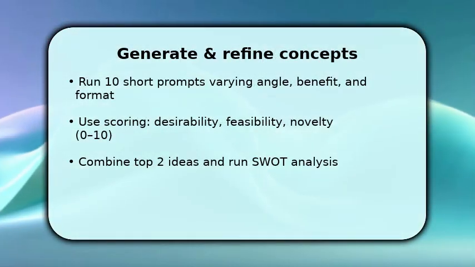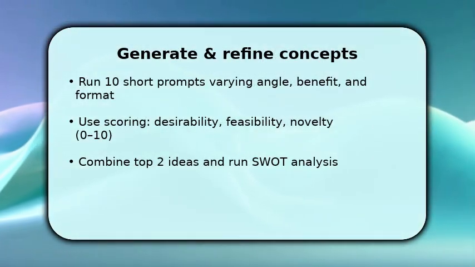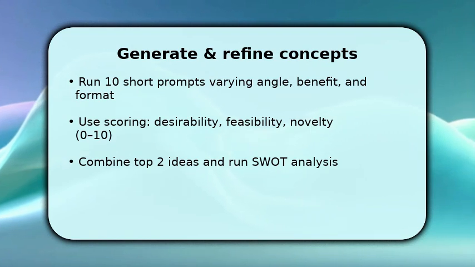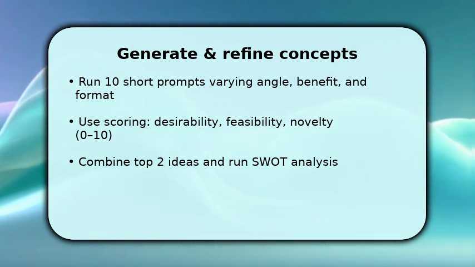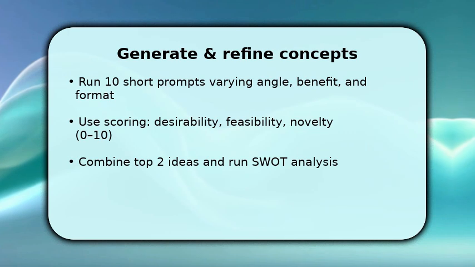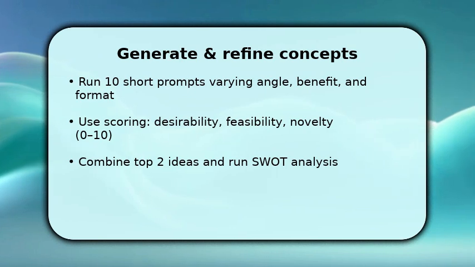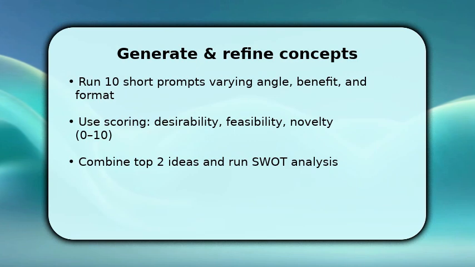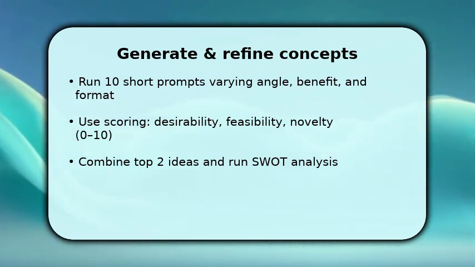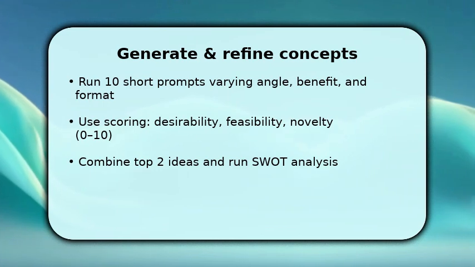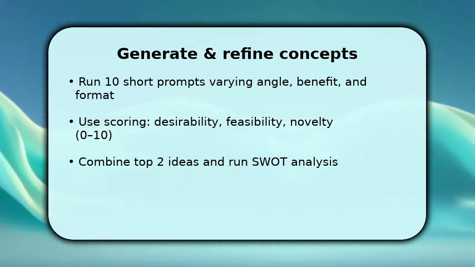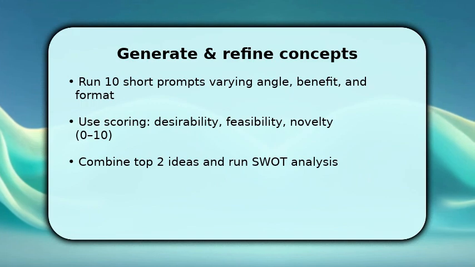You now generate. Craft 10 short prompts that vary the angle, primary benefit, and output format so you get diverse concepts. After each run, score ideas on desirability, feasibility, and novelty using 0 to 10. This creates an objective shortlist. Once you have top candidates, ask the AI to combine the best two concepts and produce a concise value proposition. Then run a quick SWOT analysis to reveal risks and strengths. This step shows why a concept might scale or fail.